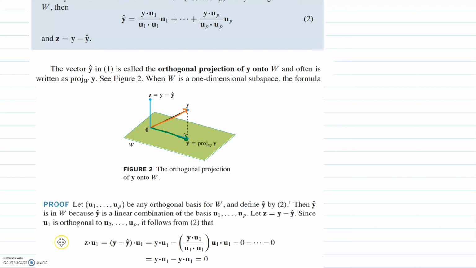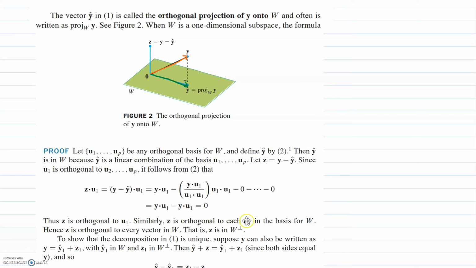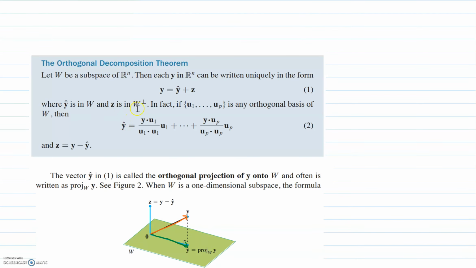Then you can do the same thing for z dotted with u2. So we see that z is orthogonal to each uj in the basis for W. Hence, z is orthogonal to every vector in W. That is, z is in the W complement. So that shows this part. Let W be a subspace of Rn. Every y in Rn can be written in this form, where y hat is in W and z is in the W complement. Now we would just want to show that it's unique.